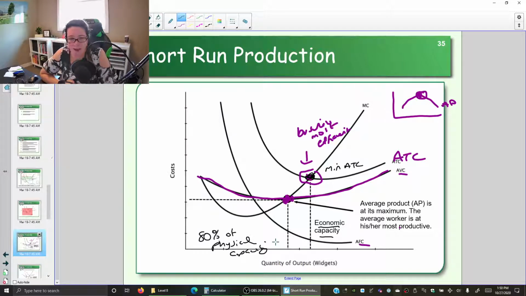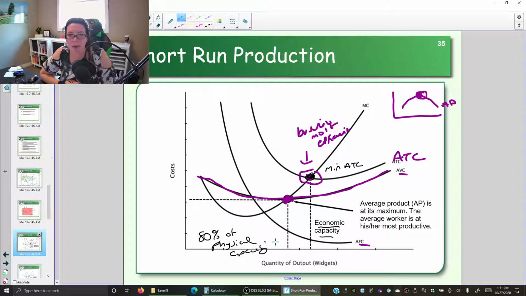Now, why don't we run at 100% physical capacity? Why don't we have everyone working, machines running all the time? Well, we do need to have downtime for maintenance. We need to change over between product lines. There are things that need to be done in our production process that are advantageous. We don't want to run 24/7 because then our machines are more likely to break. We want to have that downtime, that maintenance.